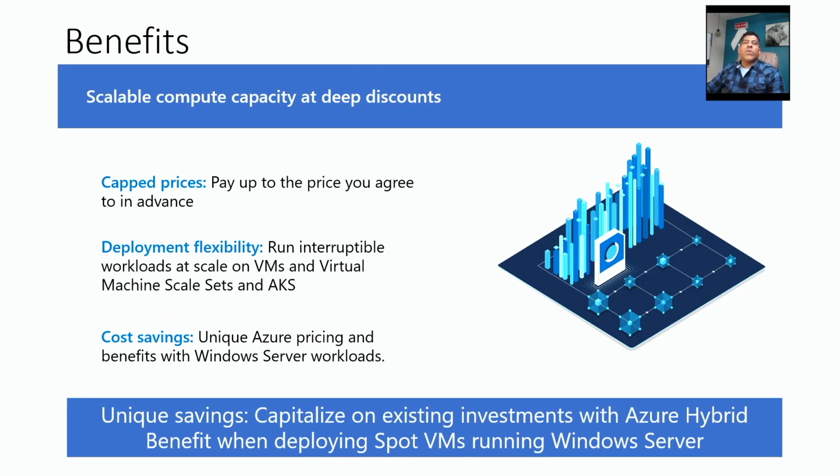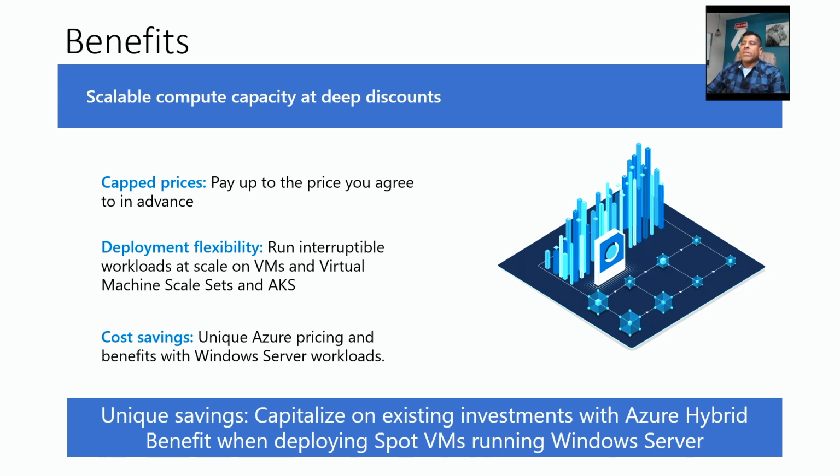So some of the benefits of using the spot instances, again, scale compute capacity at a very high discount depending on the region. You pay up to the price you agree in advance. Again, this is the eviction policy. The eviction policy says you can tell it what price you want to pay. What is the maximum amount of money you want to pay for this instance? And I'll show you that in a minute. Deployment flexibility. Again, you can run interruptible workloads, which means workloads that can be interrupted, and you're going to handle that interruption in a certain way.